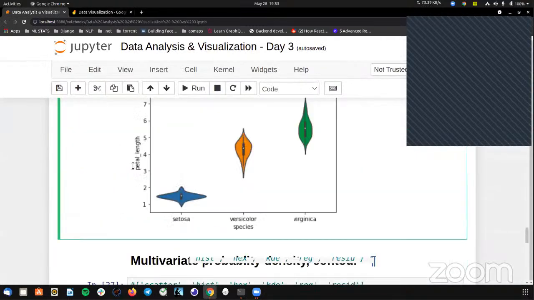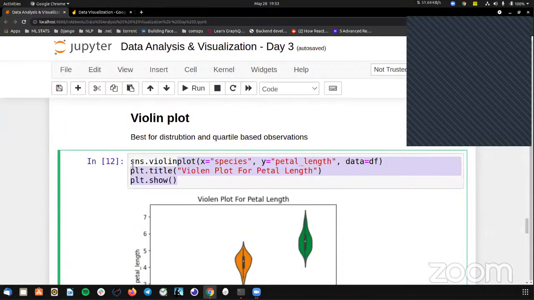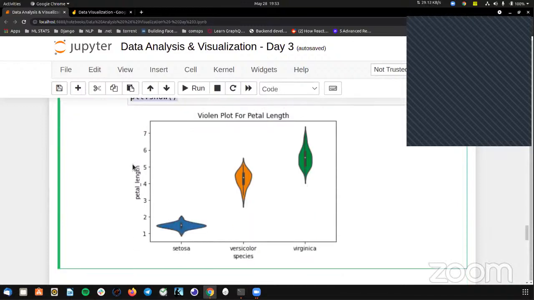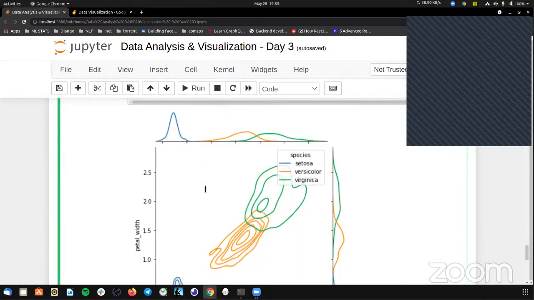So how many of you got this, the violin plot? Is there anyone who couldn't follow it and wants to ask me any questions about it? Anyone? No. Okay. And now comes the most interesting plot here.